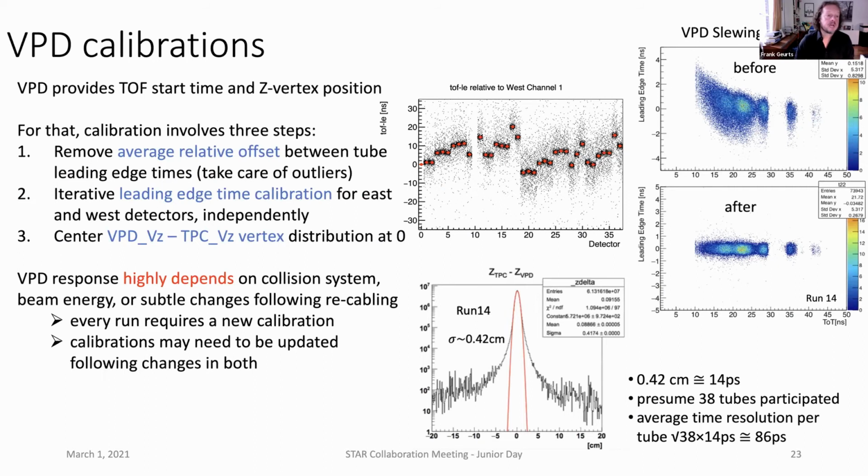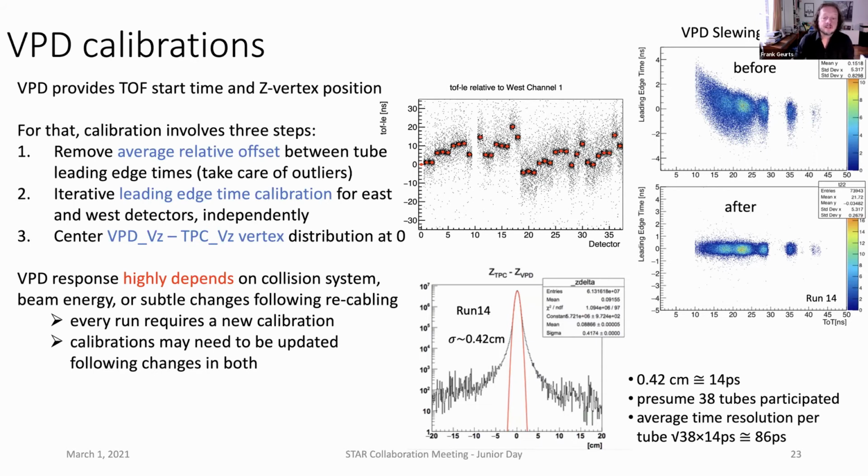The VPD calibrations, as that provides not only the start time but also the vertex position, also involve a few steps that I highlight here. For one thing, each of these VPD channels has its own cable length. So one thing that you need to do first is remove all these quite substantial offsets, on the nanosecond scale, and make sure that the leading edges are all at the same time.